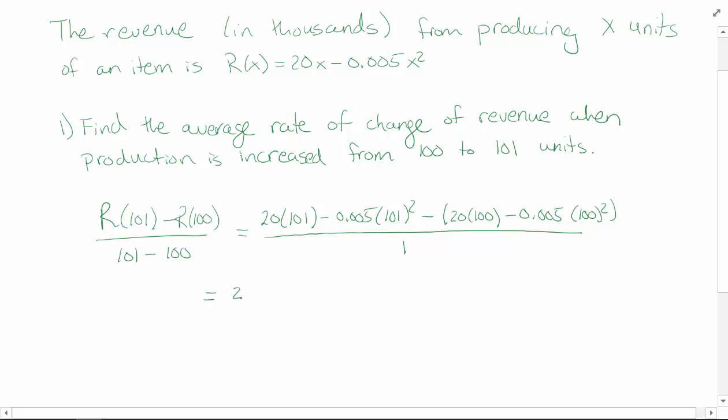20 times 101 is 2020, minus 0.005 times 10,201, which is 101 squared, minus 20 times 100, which gives me 2,000, and then minus gives me plus 0.005 times 100 squared, which is 10,000. For some of these numbers, I used a calculator ahead of time to figure out what they are. In business or other applications, a lot of times the numbers aren't quite that nice, so you would want a calculator in real life in general.